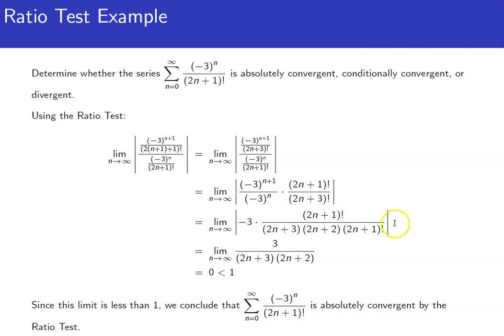The last thing we notice is we have absolute value bars around everything. The only thing that's going to do for us is knock out this negative sign. So when we rewrite everything, we'll have 3 on top, that's it, over 2n plus 3 times 2n plus 2. And certainly as n gets large, this fraction goes to 0. Since the limit we got, 0, is less than 1, the ratio test says that we conclude that the original series is absolutely convergent.